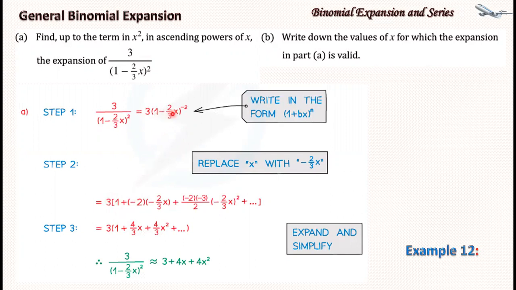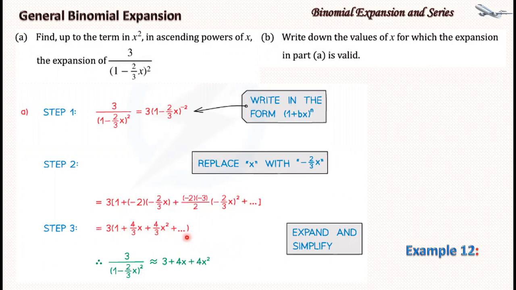You have 1, plus the power minus 2 into minus 2 on 3x, plus minus 2 into minus 2 minus 1, which is minus 3, all that on 2 factorial, 2 factorial is 2, times minus 2 on 3x squared. Now this second part of the term is minus 2 on 3x squared, and so on. So we have arrived at the term containing x squared, so we have to end here. All we have to do now is just to expand the brackets and simplify. So this gives us 3 into 1 plus 4 on 3x plus 4 on 3x squared, and so on.